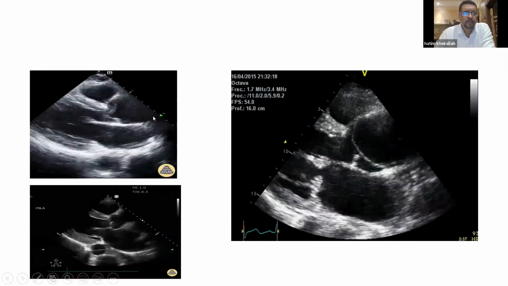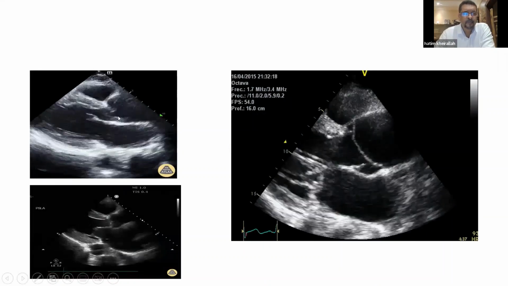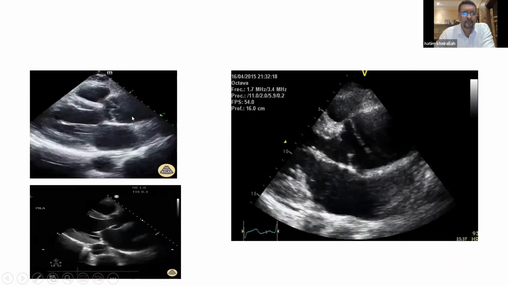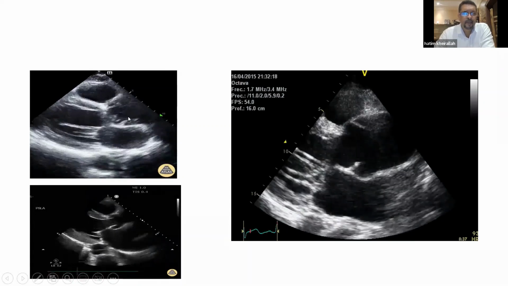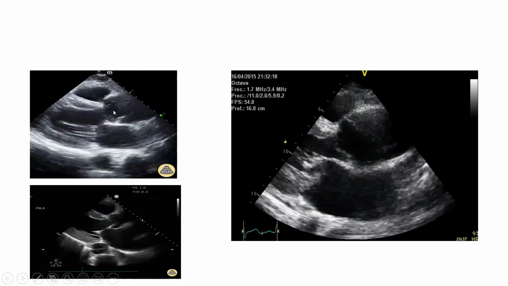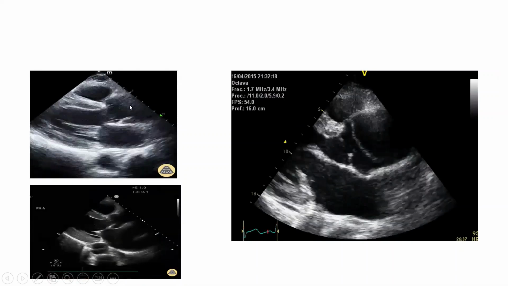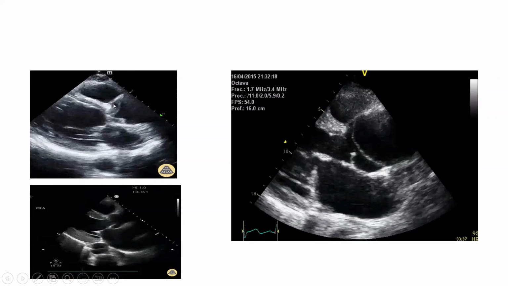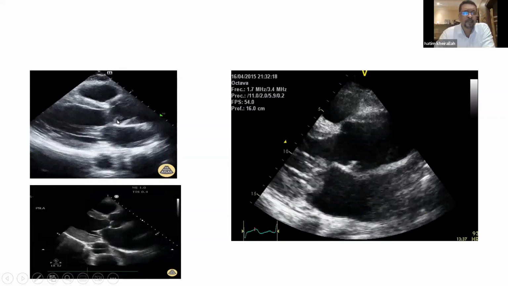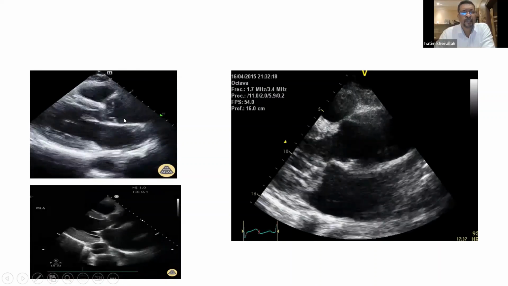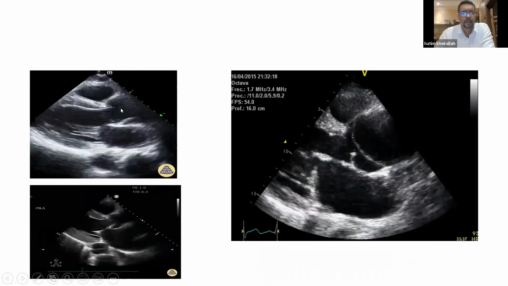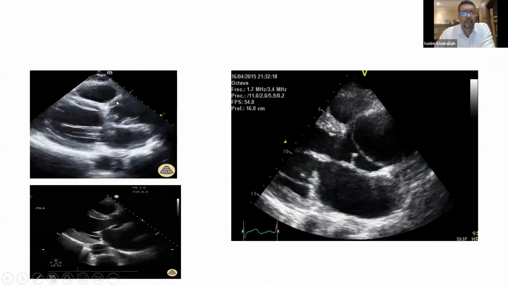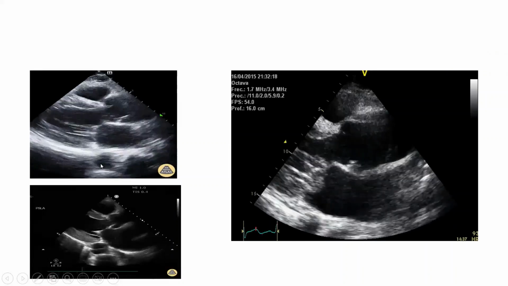Okay, so what are you seeing here? This is just to warm you up. Yeah. Aneurysmal aorta with a dissection flap. Exactly. So there is a dissection flap. This is dissection, type A or B? Exactly.